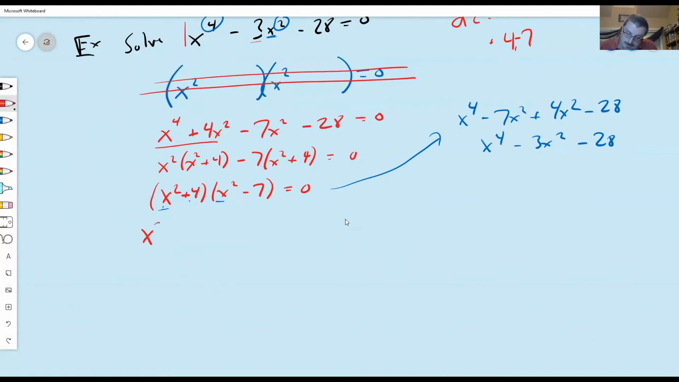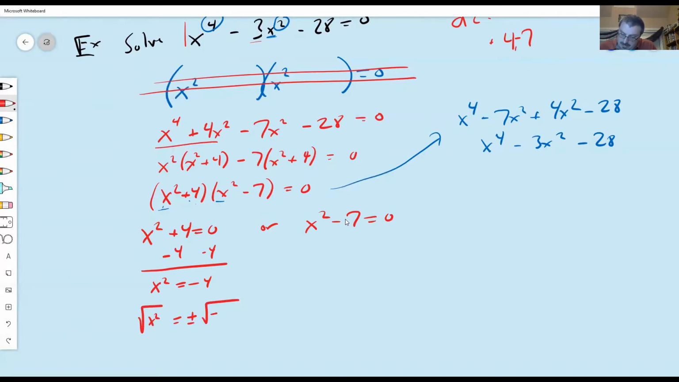So x squared plus 4 equals 0, and x squared minus 7 equals 0. Minus 4, x squared equals minus 4. To get rid of a square, we take the square root, so the square root of x squared, plus or minus the square root of minus 4, x equals plus or minus 2i.